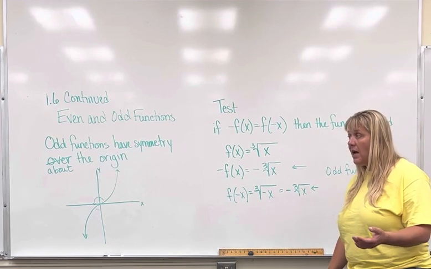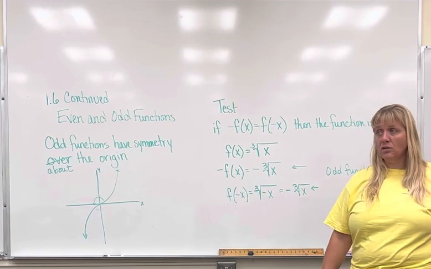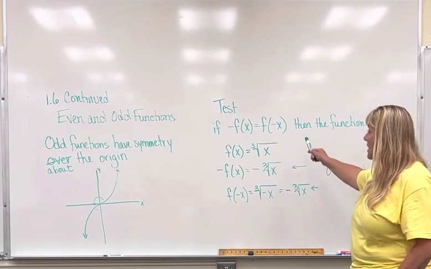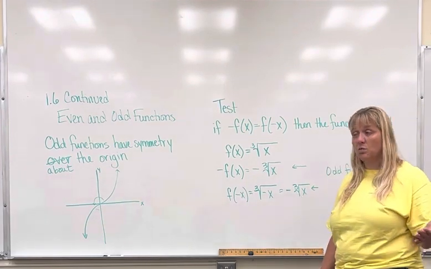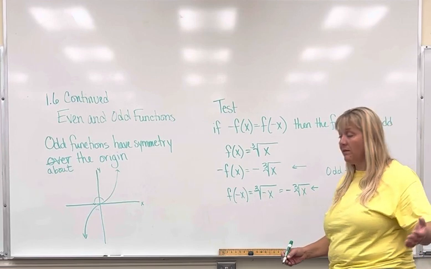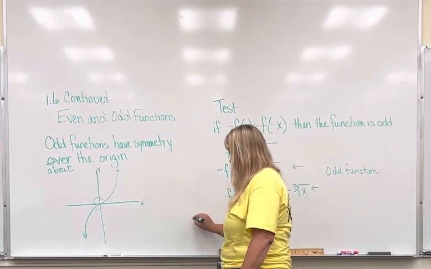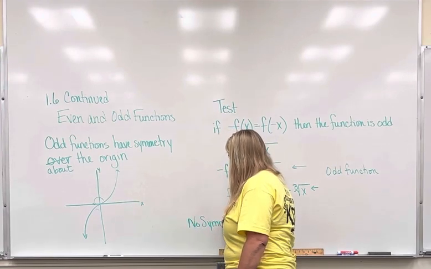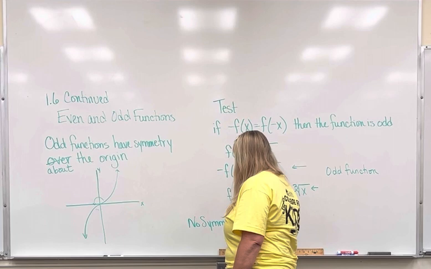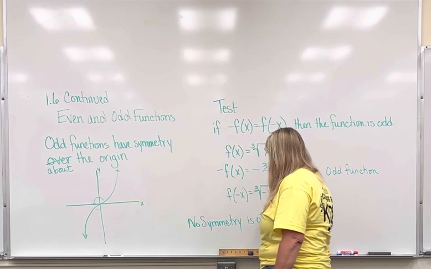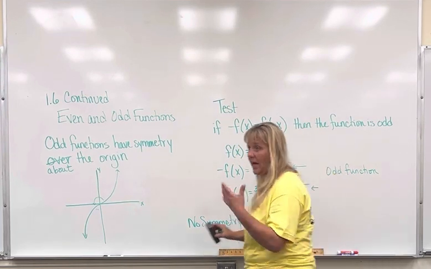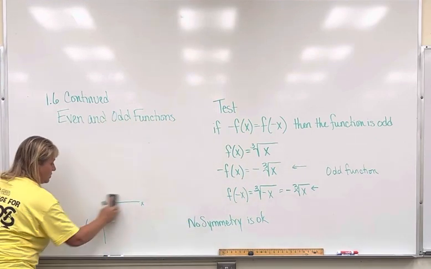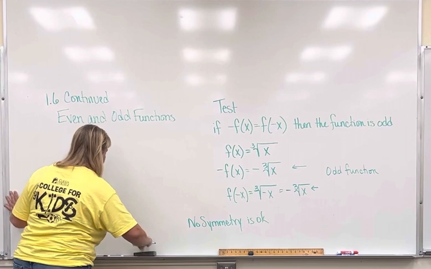Now, sometimes a function has no symmetry. And so if this test were to fail and the even test were to fail, it's perfectly fine for us to have a function that has no symmetry. So no symmetry is definitely okay. Only a couple guys are going to have the even or the odd. And I mean, I can give you an example just real quick here.